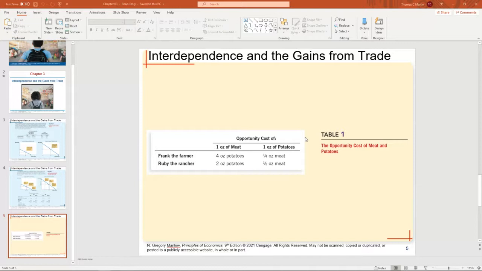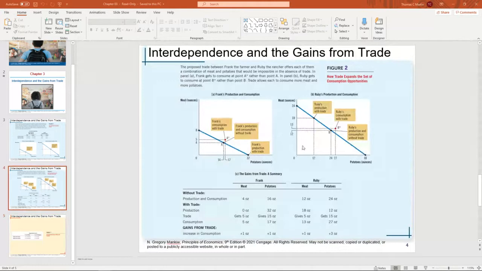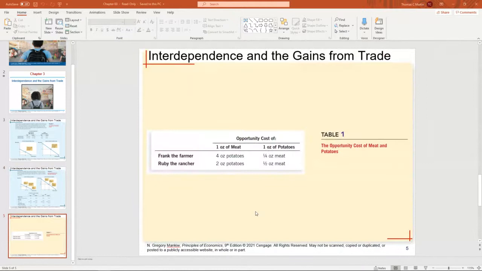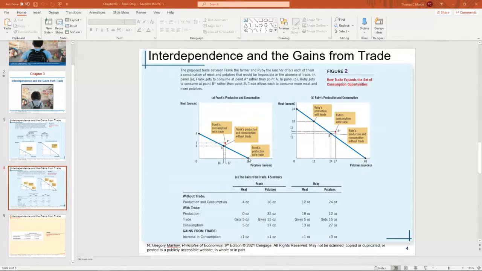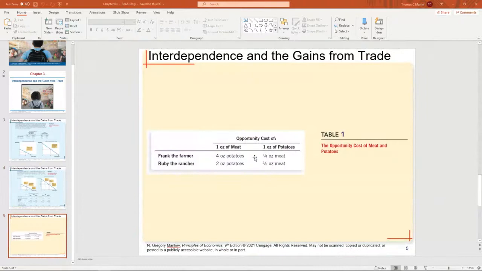If we go back to the previous, we can see that based on the meat, Frank is not producing any. Ruby's producing the meat. And Frank is producing the actual potatoes, because he has a comparative advantage to produce the potatoes. For an ounce of potatoes, they give up a quarter ounce of meat. So they have the lowest opportunity cost for producing this good. And Ruby the rancher has a comparative advantage on meat. For 1 ounce of meat, they give up only two potatoes. That determines who needs to produce what.